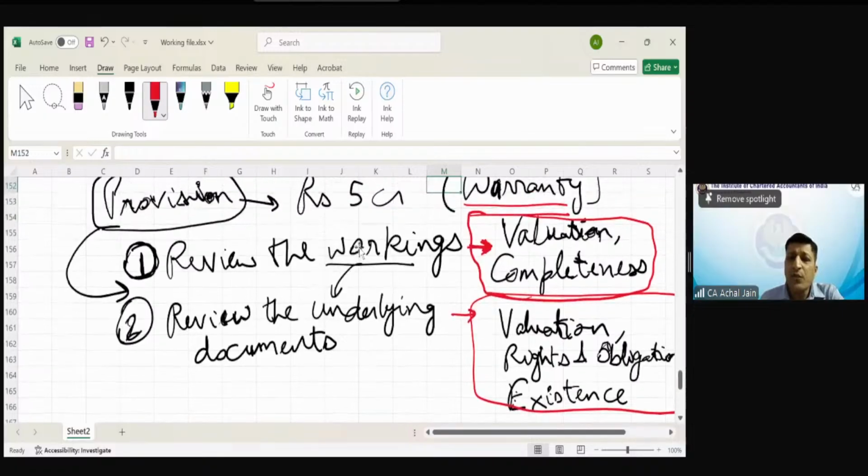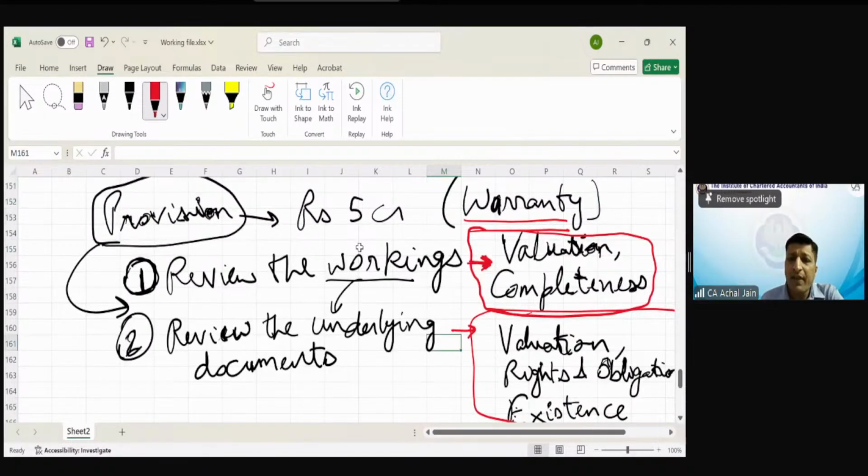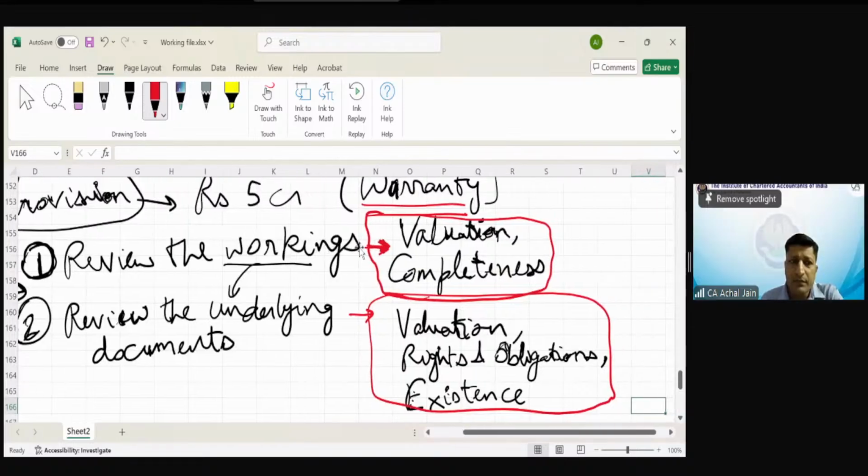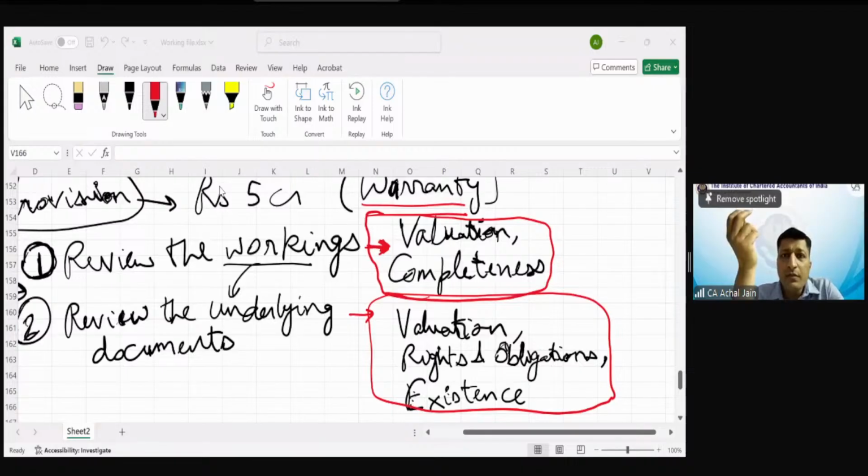Okay, now coming back to the question of Priyanshi. Priyanshi wants to understand that, sir, when you are reviewing the underlying documents as an auditor, if the auditor reviews the underlying documents, how will the auditor be able to get onto the valuation? Because documents will only show the legality. Documents will not help the auditor understand the provision in terms of the amount. So let's understand.